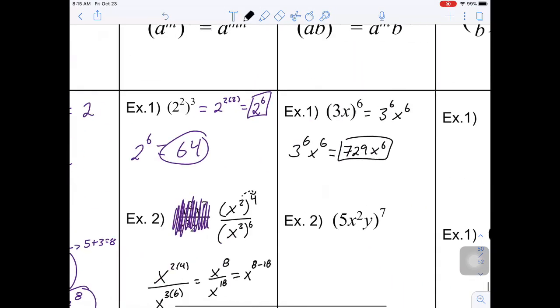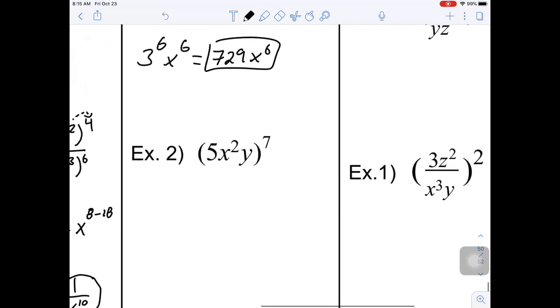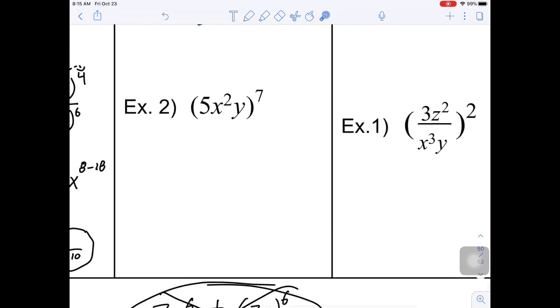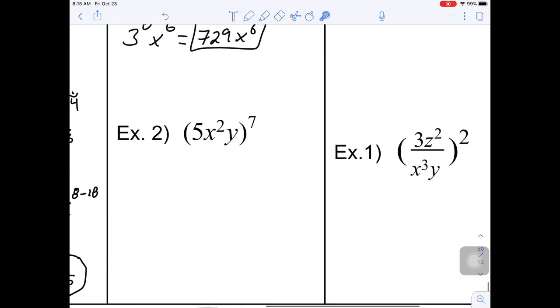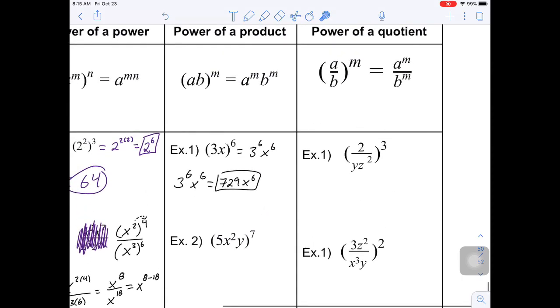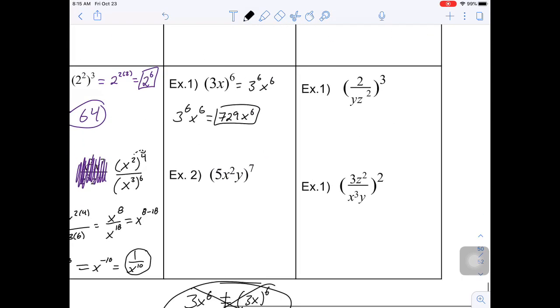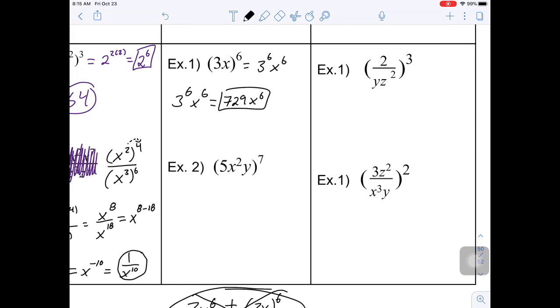So there it is in a more simplified fashion. Now here, we have three variables. Nothing changes. All of these are being multiplied by each other, and each individual thing is being applied by the exponent. So here I'm going to bring that exponent in, and this will become 5 to the power of 7, x to the power of 2 to the power of 7, y to the power of 7.